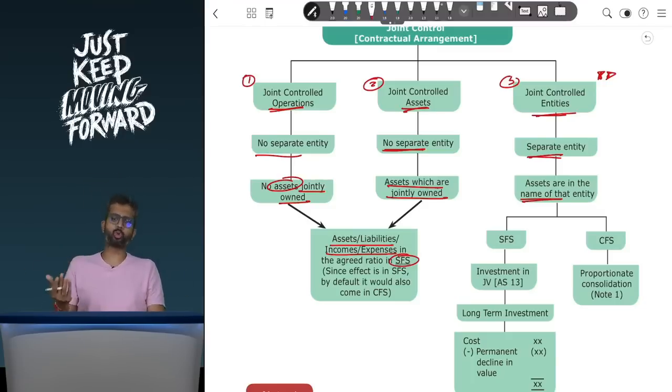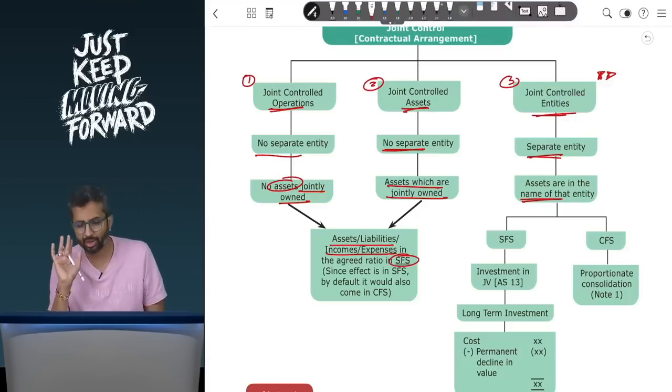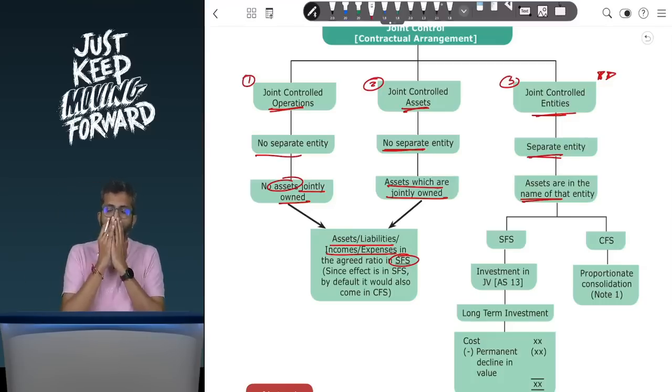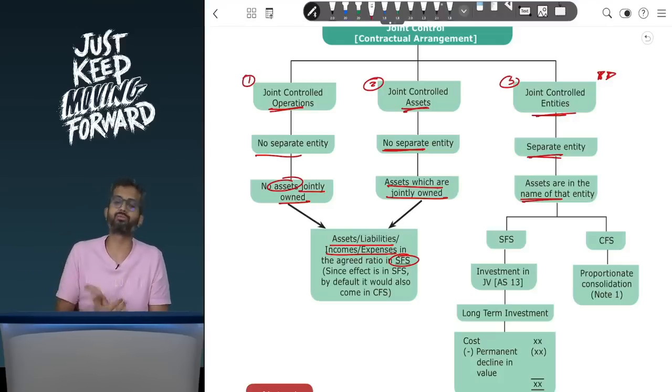If I hold a house 60-40, it's a 100 rupee house, 60 is mine, 40 is my wife's. So in my balance sheet, I'll see 60. In my wife's balance sheet, there'll be 40. However, if we come together and form a company and the company owns the house, then the house will appear in the SFS of the company.